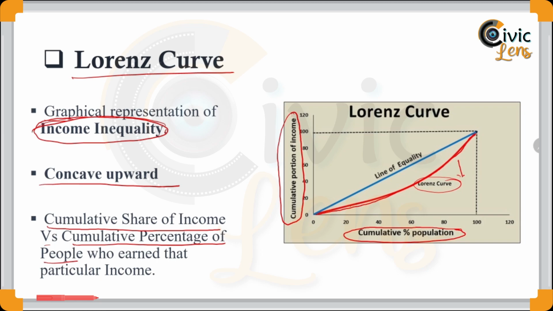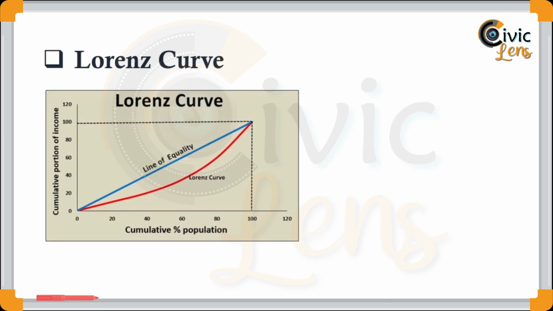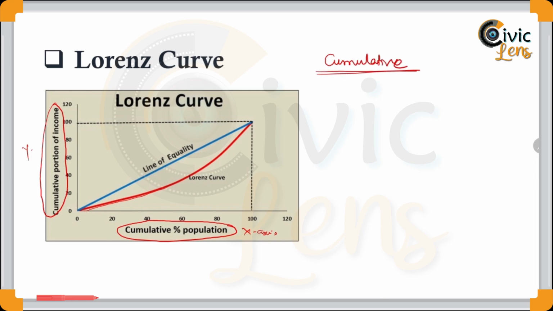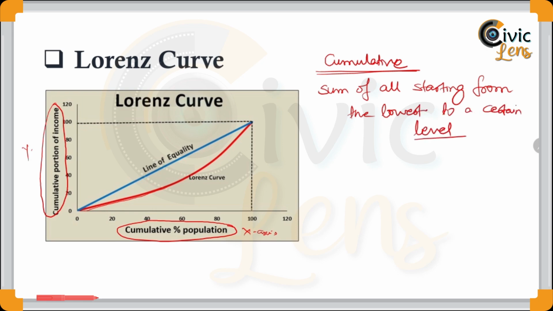Now let's understand what this curve tells in a bit more detail. This is the Lorenz curve, and this is the cumulative percentage of population represented on the x-axis. And this is the cumulative portion of income that is earned, on the y-axis. So first let's understand what this cumulative means. Cumulative means the sum of all, starting from the lowest, up to a certain level. Now what does it mean exactly?